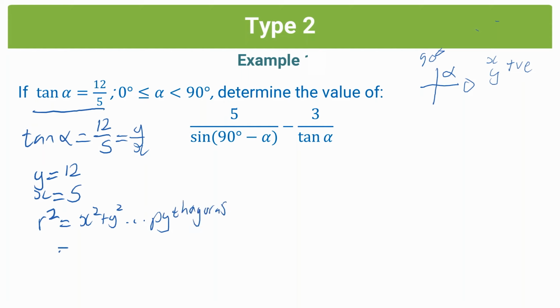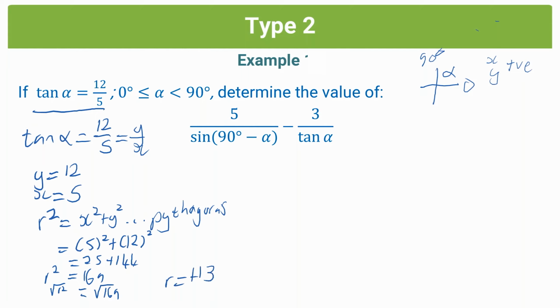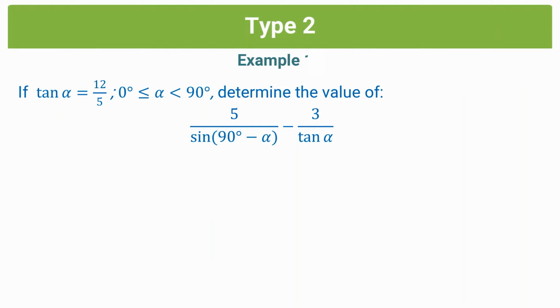So r squared equals 5 squared plus 12 squared, which is 25 plus 144, which is 169. So if we square root both sides, we get root 169. r is equal to positive 13. Okay, so now we have our x, y, and r for alpha. So for alpha, x is positive 5, y is positive 12, and r is positive 13. Now we simplify this fraction over here.